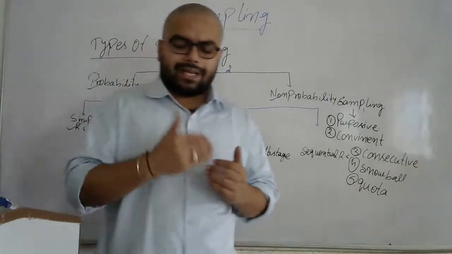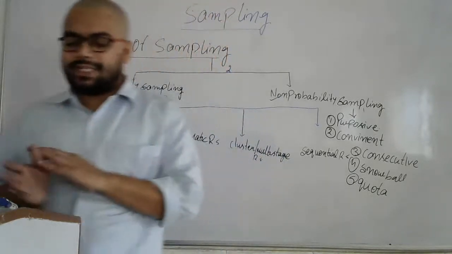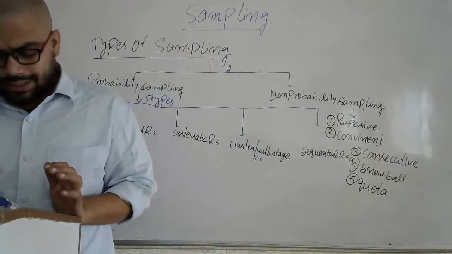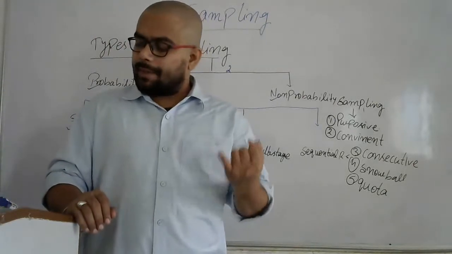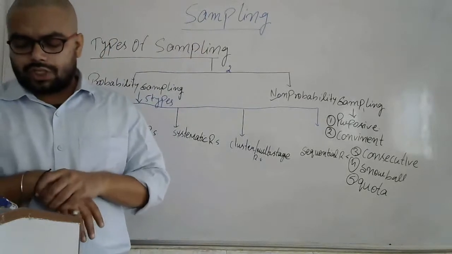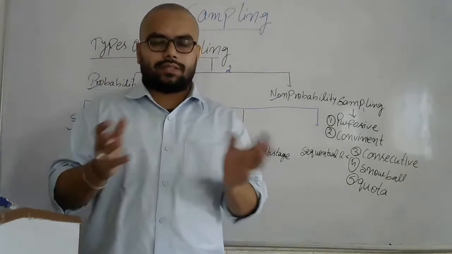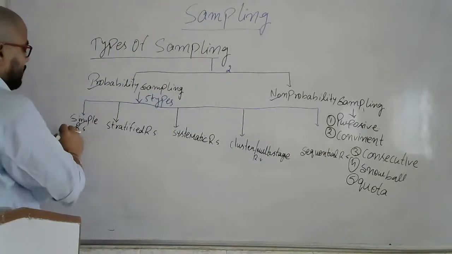The errors can be easily computed and easily removed. The second one is the disadvantage: it is an expensive and time-consuming procedure. It is expensive, a time-consuming process, requires a lot of time, and a lot of procedures are required to do all these things. This is what is known as the simple random sampling method.